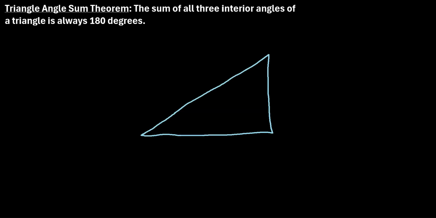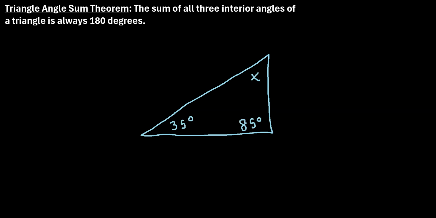In this video, we will talk about the triangle angle sum theorem. This theorem says the sum of all three interior angles of a triangle is always 180 degrees. So if we have some triangle here and we have three interior angles, this theorem says the sum of these three angles must add up to 180 degrees. Knowing that, let's work through a few examples of how we can use this theorem to find some missing angles in triangles.